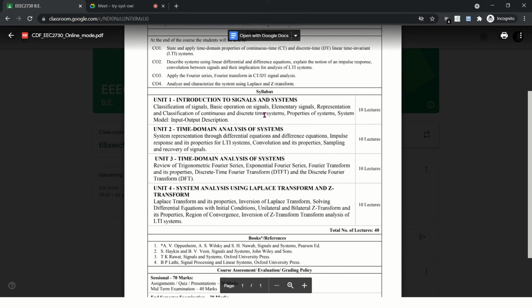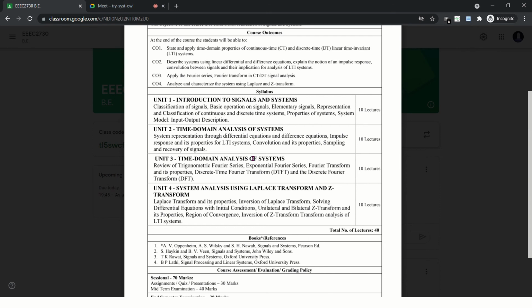So unit 2 talks about the time domain analysis of... okay, there is a slight correction, the headings for unit 2 and 3 are the same. Okay, I'll check this, they should not be the same, they should be different. So in the subsequent units 2, 3 and 4, we'll be talking about the analysis of the systems.